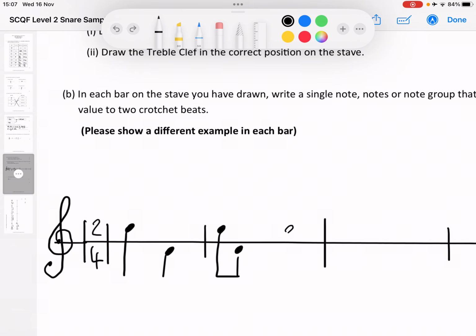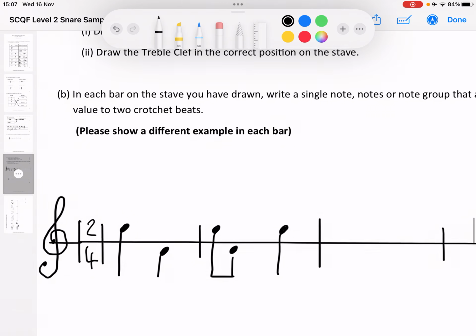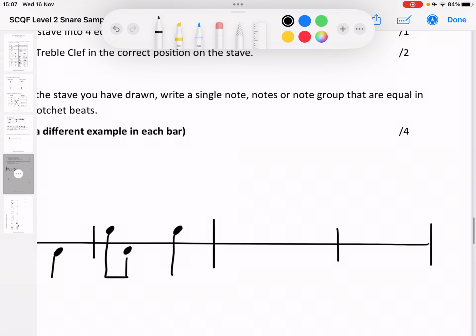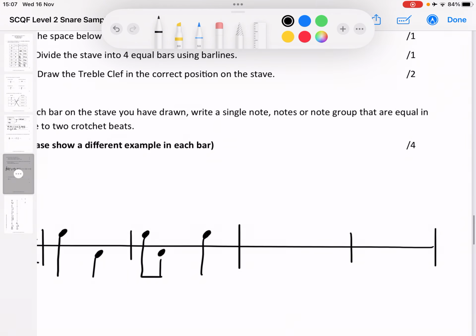I'm going to do another crotchet. And then in this group, I'm going to mix it up a little bit. So all I'm going to do is I'll take these 2 quavers and I'm going to put them in there, but I'm going to split them in half. So anytime you split anything in half, you're going to do double the amount.